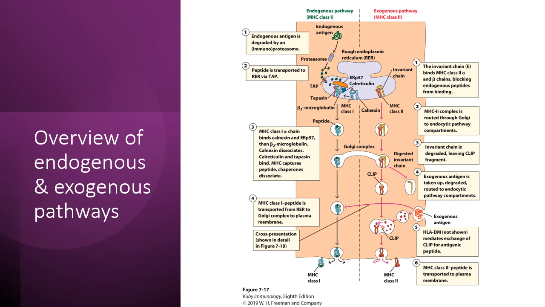But along the way, for MHC class 2, you actually get fusion with some of these incoming endosomes that fuse with lysosomes, so very acidic environments. This degrades that invariant chain, and then your invariant chain gets replaced with actual antigen that had come from outside the cell, and that ends up at the surface of the cell.